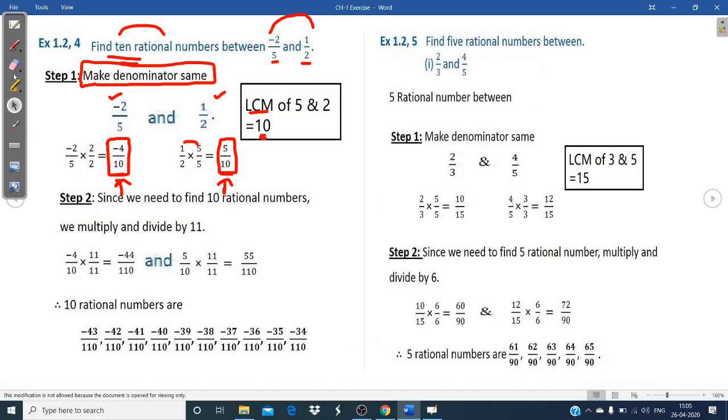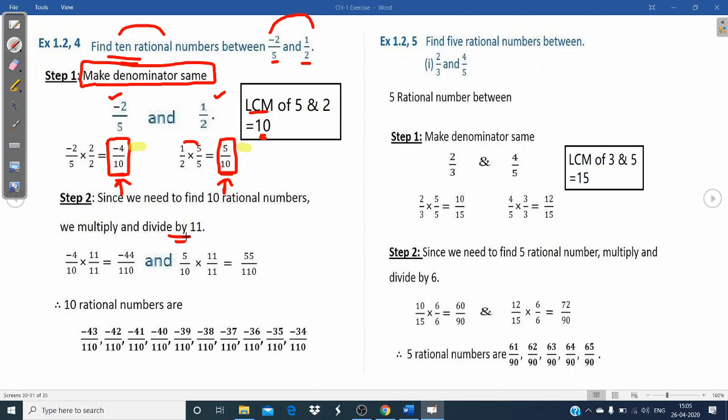Now we will see, students, here between -4 and 5, 10 rational numbers are not coming. So we need to find 10 rational numbers. If we calculate, -3, -2, -1, 0, 1, 2, 3, 4. So from -3/10 to 4/10, only 8 rational numbers are coming. So if the rational numbers are not coming between the given pair of numbers after making the denominator the same, you have to multiply by any equivalent number.